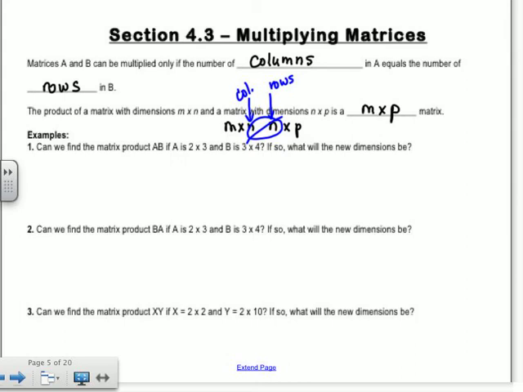Okay, so can we find the matrix product A times B if A is 2 by 3 and B is 3 by 4? So we make sure those numbers in the middle are the same. They are, so we're allowed to multiply. So yes. Ignore those numbers. The numbers that are left are your new dimensions. So yes, it's going to be a 2 by 4.